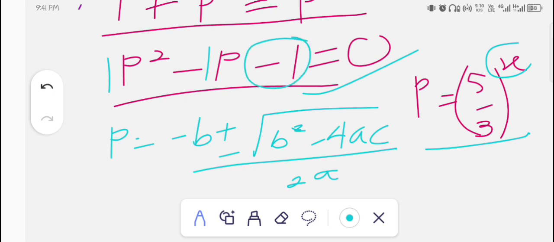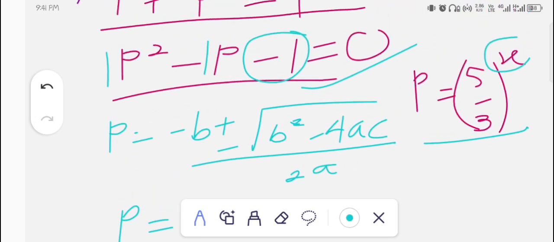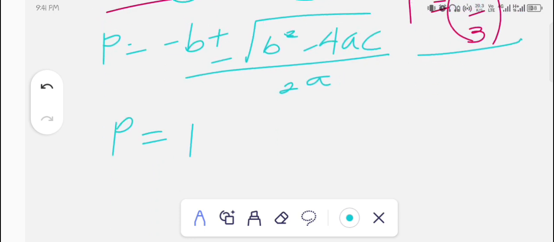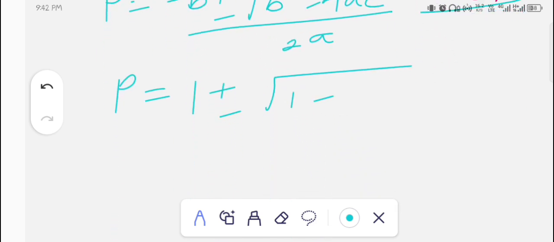So let's do that already, friends. So now we say p is equal to minus b, where b is minus 1. So we have 1, plus or minus the root of 1 squared, which gives us 1, minus 4ac. Where a is 1 and c is minus 1, so we have plus 4 at the end of the day. Good. Everything upon 2a, that is 2.